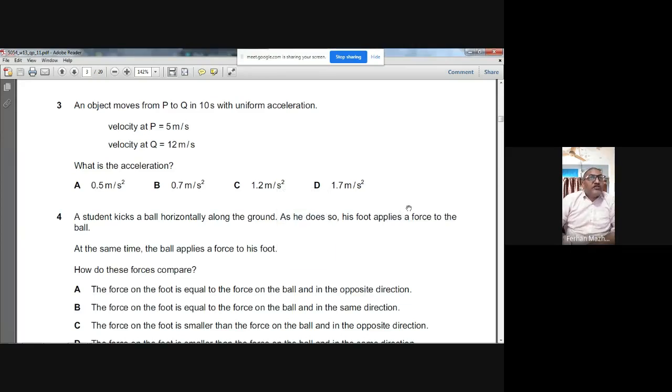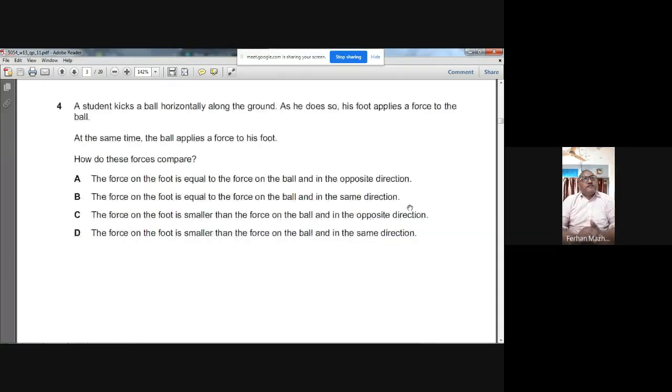Okay, the next question. Question number 4. A student kicks a ball horizontally along the ground. As he does so, his foot applies a force to the ball. At the same time, the ball applies a force to his foot. How do these two forces compare? You see the force applied by the foot on the football and the force applied by the football on the foot.